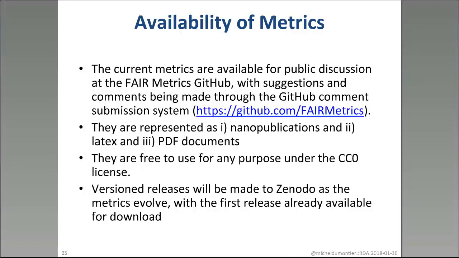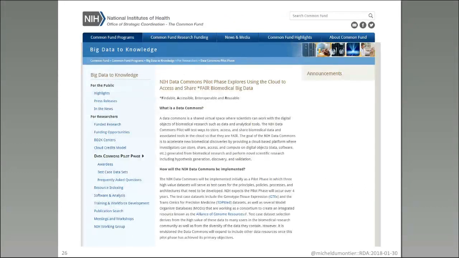So these metrics, just to give you a sense, are available for public discussion in our FAIR Metrics GitHub. And you can make suggestions and comments through the issue system. They're represented as nanopublications, in LaTeX, as PDF documents. They're free to use for any purpose. And we will be doing version releases through Zenodo as the metrics evolve, with the first release already available for download.